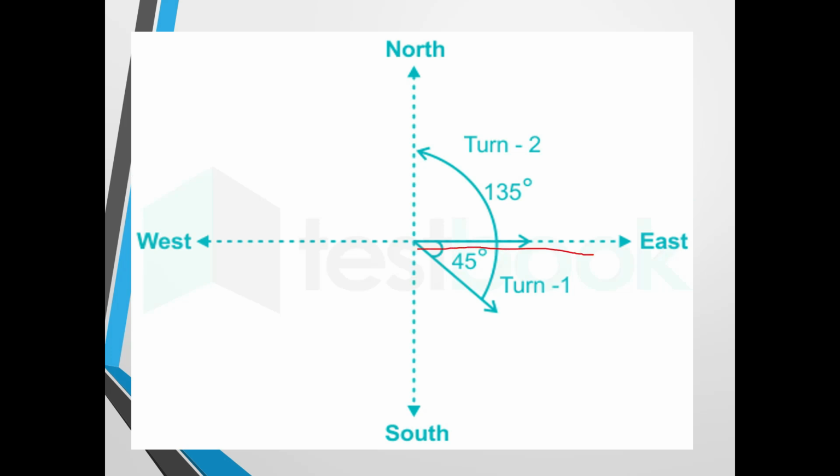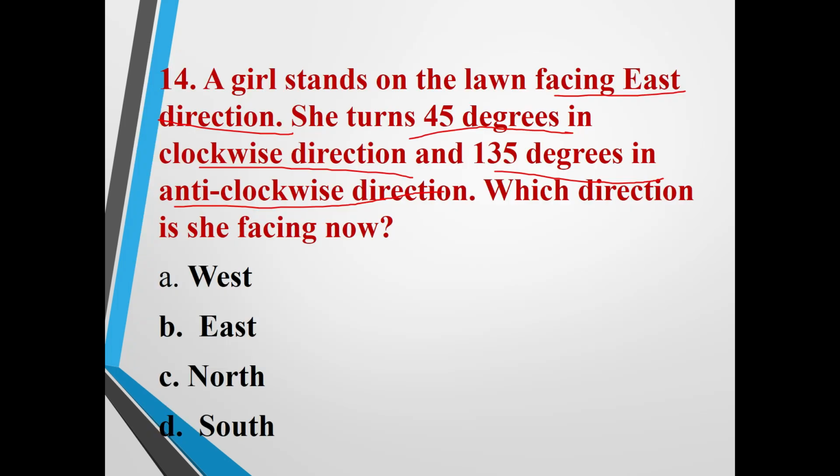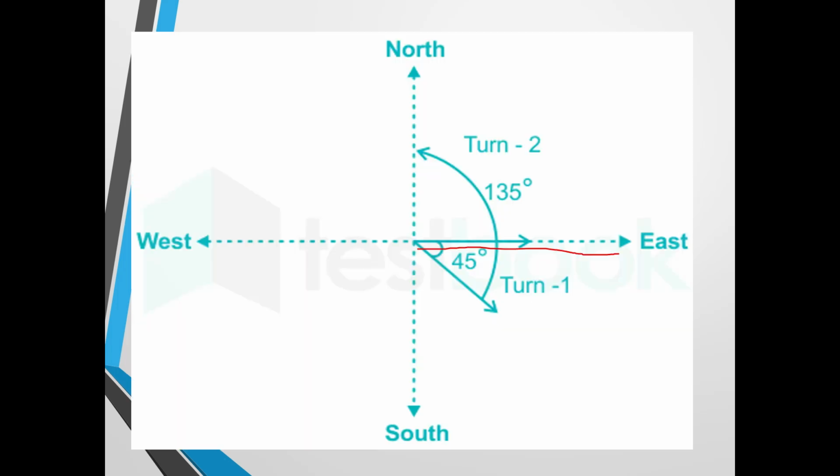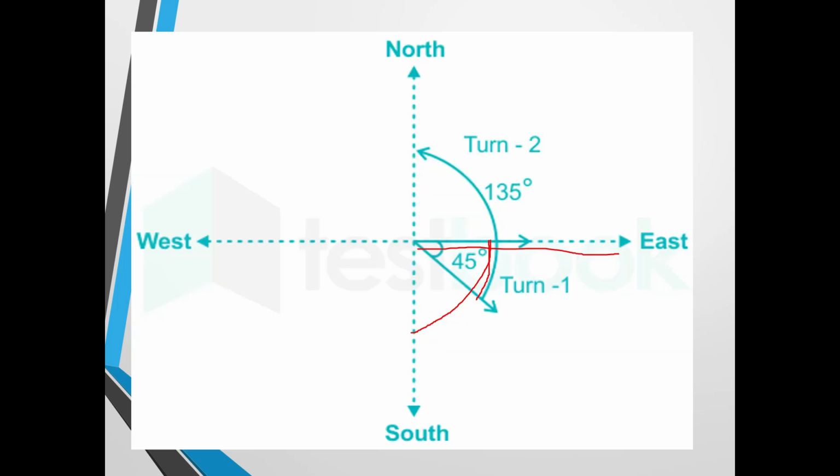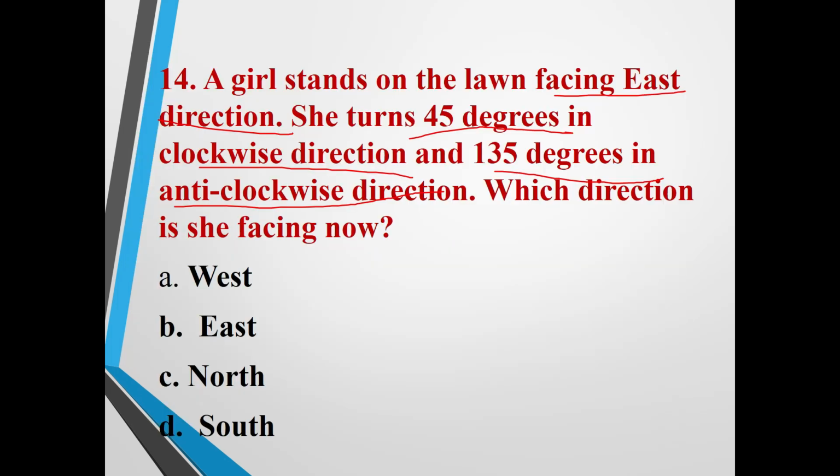The girl is facing east, and she turns 45 degrees in clockwise direction. A full quarter would be 90 degrees, but she turned only 45 degrees clockwise. Next it is told that she turned 135 degrees in anti-clockwise direction. So 90 plus 45 is 135. She turned 135 degrees in the anti-clockwise direction, and now she is facing north. So the answer is C, north.